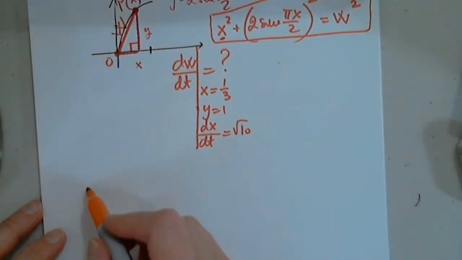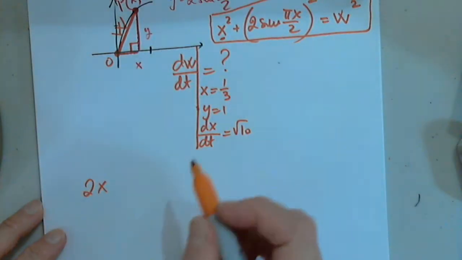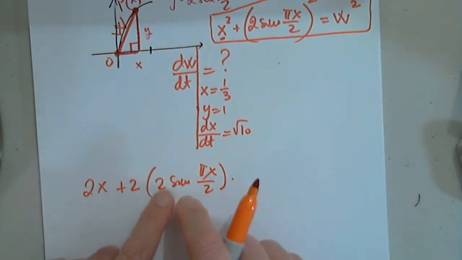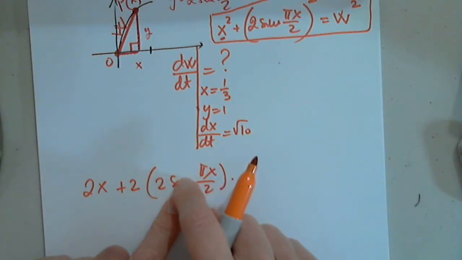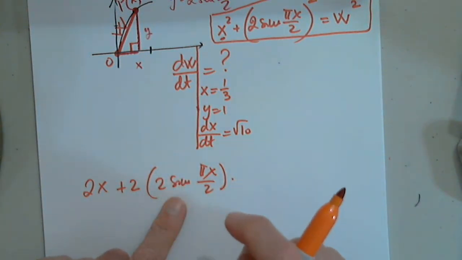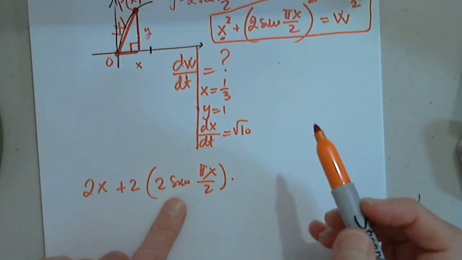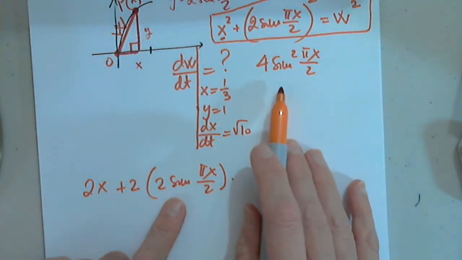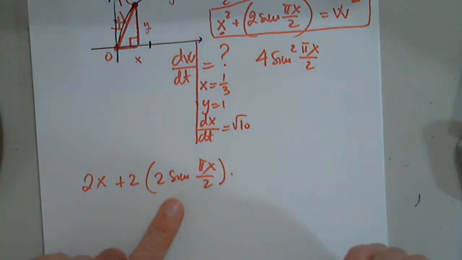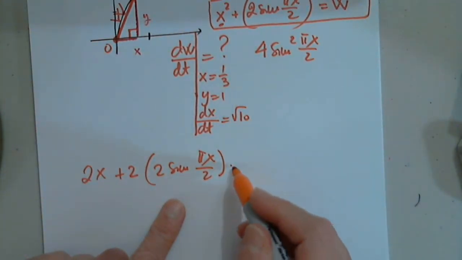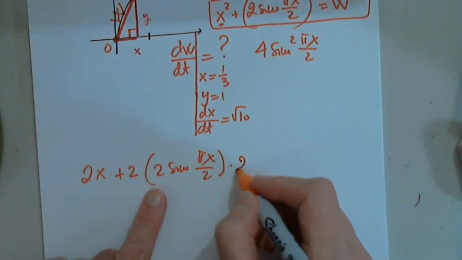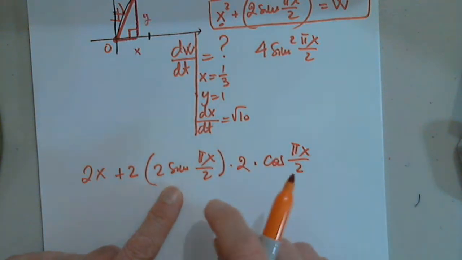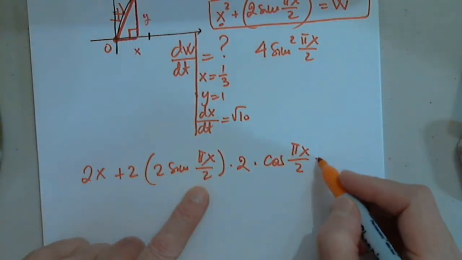So I differentiate the left-hand side. I get 2x. I differentiate this. So I bring down 2 sine pi x over 2 times the inner function prime. So I could have just said 4. So this is basically 4 sine squared pi x over 2. So maybe that would be better to do. Okay, so that would be 8 because now when I differentiate the inner, I have to make sure that I put this 2 again. Times cosine pi x over 2 times the inner function prime, which is pi over 2.